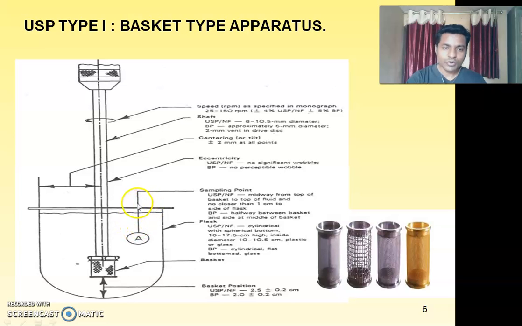Then here is a small opening from which we can withdraw the sample for analysis. After withdrawing the sample, we can analyze it with the help of UV to find out how much drug is released in a particular time, right? So this is about the basket type apparatus.